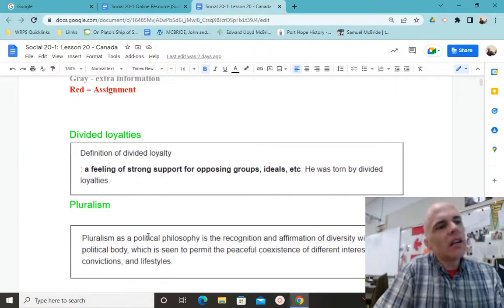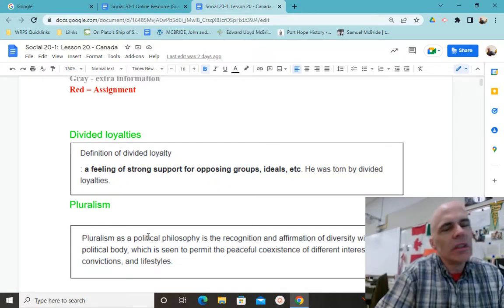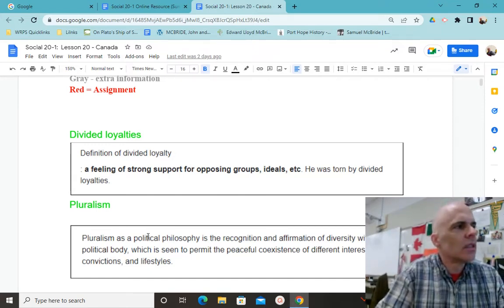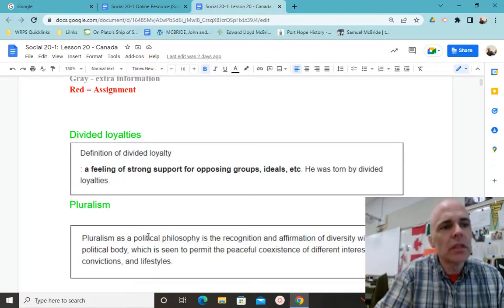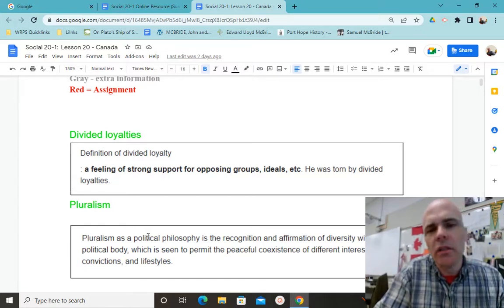One of the terms we can uncover by looking at this little place called Canada is divided loyalties. A divided loyalty is a feeling of strong support for opposing groups. One may be torn because of their divided loyalties, their competing loyalties. So Canada, being a nation of plurality, multicultural, multilinguistic, multi-religious, there's a great amount of potential for divided loyalties. Maybe there's a conflict between Canada and another nation, Japan. For Japanese Canadians, it could be a time of divided loyalty. Am I loyal to Canada or Japan?